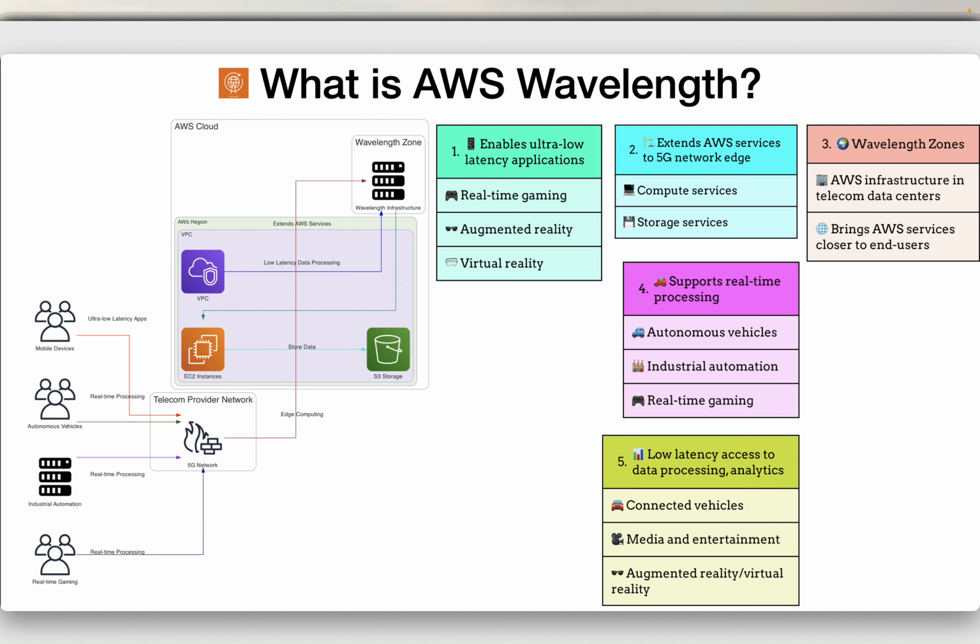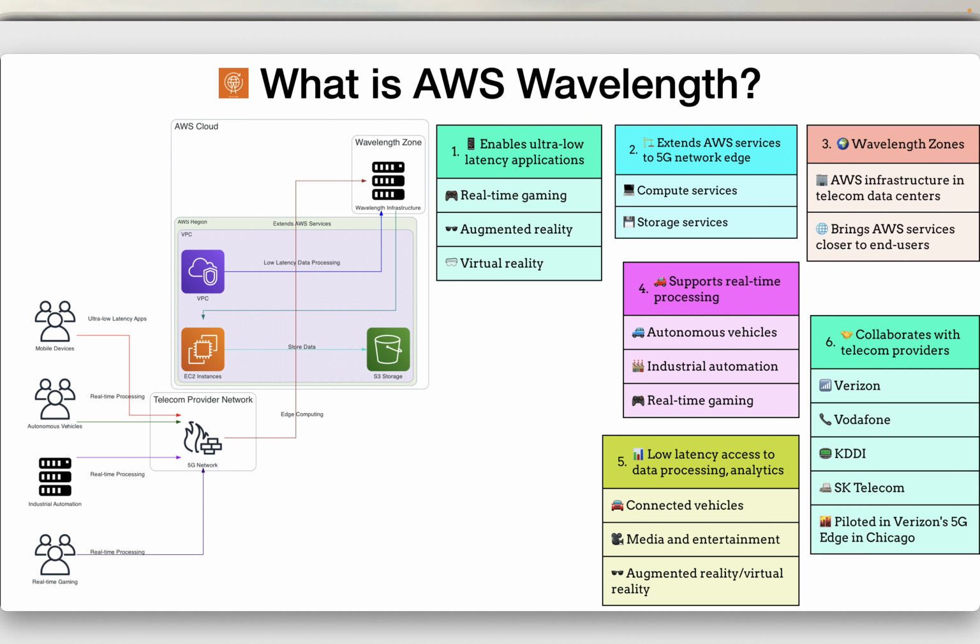AWS Wavelength enables low latency access to compute infrastructure for data processing and analytics, which is essential for applications like connected vehicles, media and entertainment, and augmented reality and virtual reality. AWS Wavelength is available in collaboration with various telecommunication providers such as Verizon, Vodafone, KDDI, and SK Telecom, and is being piloted in Verizon's 5G Edge in Chicago. So this is as per one of the blogs.